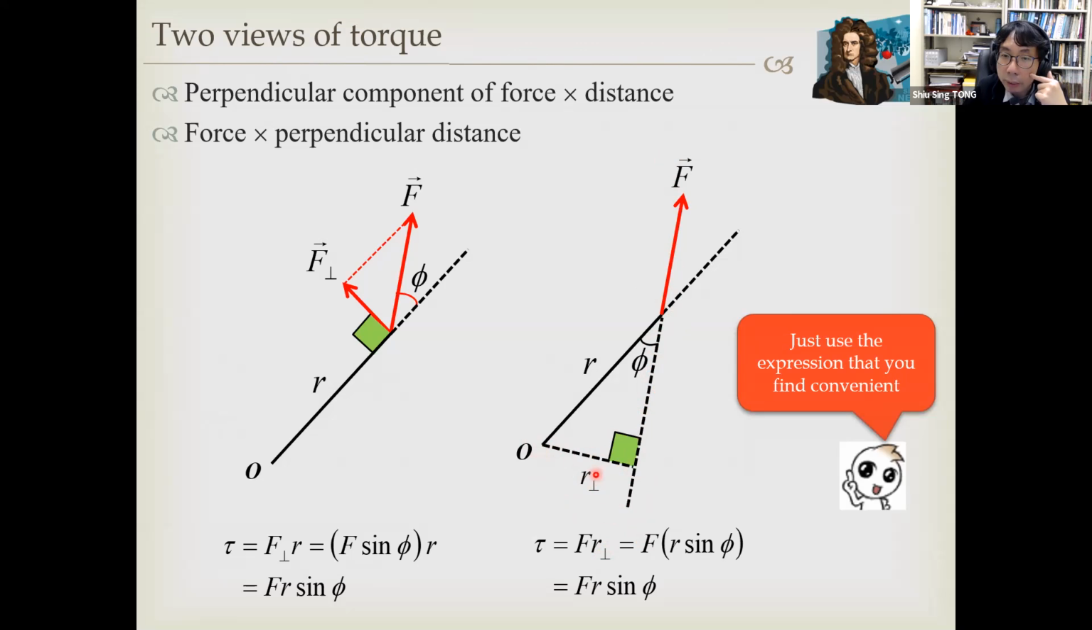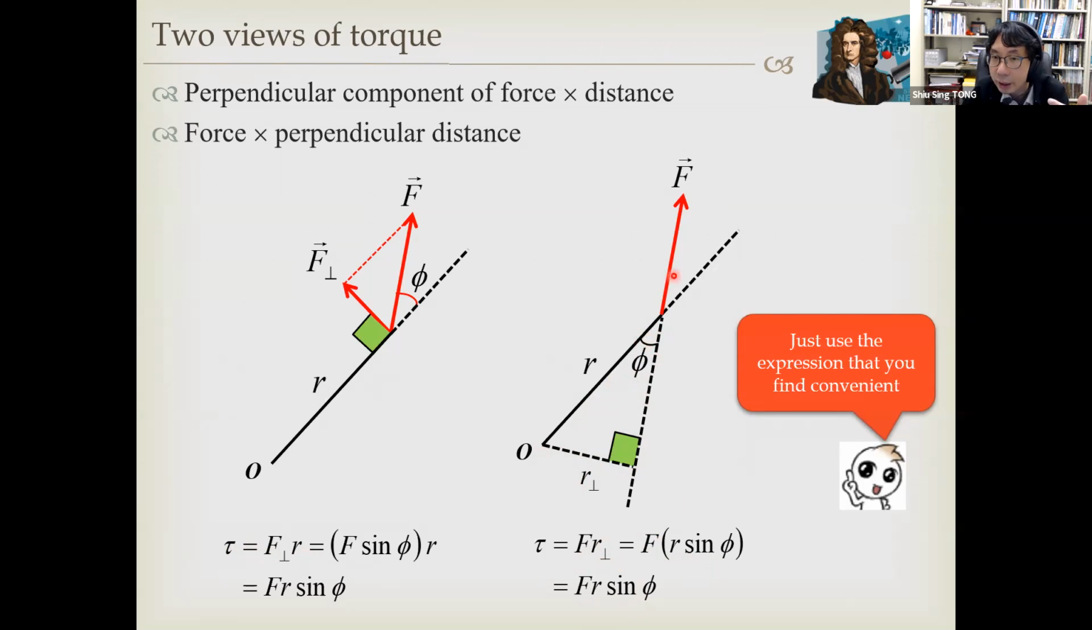Now you can see in this diagram, I can define the torque as F multiplied by R perpendicular. Instead of F perpendicular multiplied by R, I now define it as F multiplied by the perpendicular distance. Now you can see R perpendicular is just R sine phi. So I can write R perpendicular in this triangle as R sine phi, and that gives me again F R sine phi.